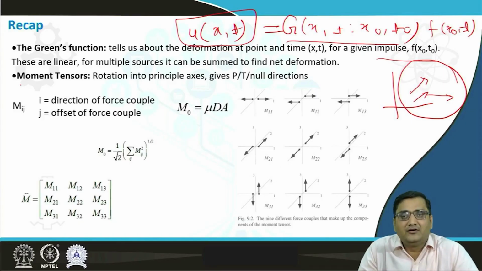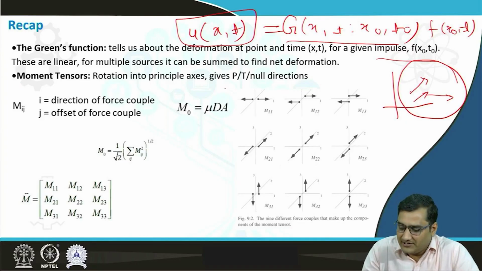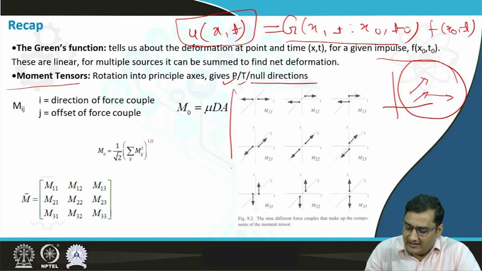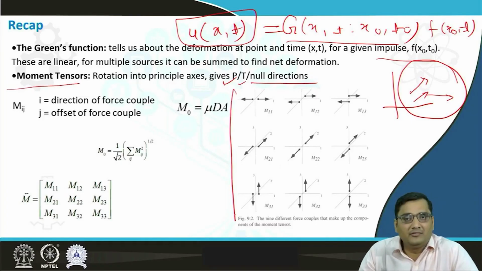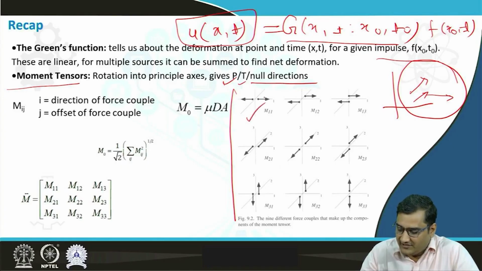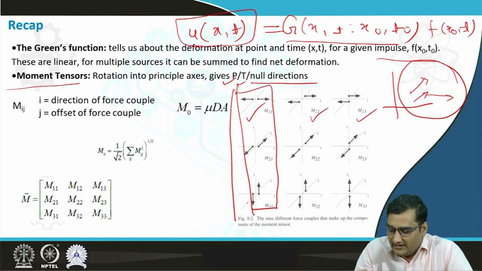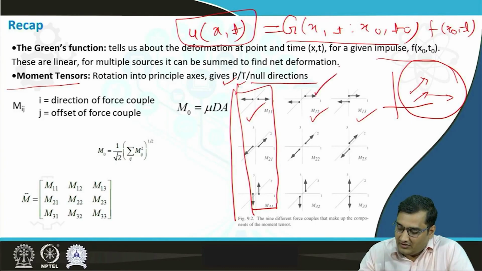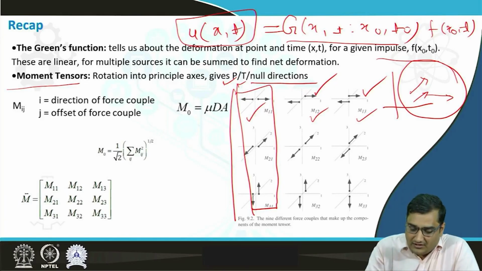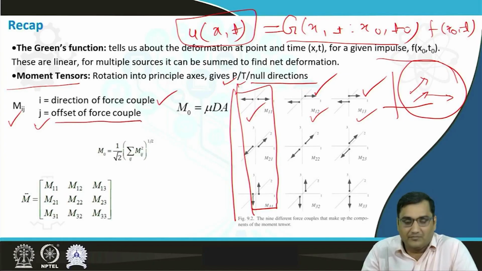It can be rotated into its principal axes, such as the pressure axis, tension axis, and its null direction. And the moment tensor is an array of 9 double couples. So this is for M11, this is for M12, M13. So this basically represents the couples having the offset in the x1 direction, this one having the offset in the x2 direction, and this one having the offset in the x3 direction. So Mij, where i is the direction of the couple and j is the offset of the force couple.